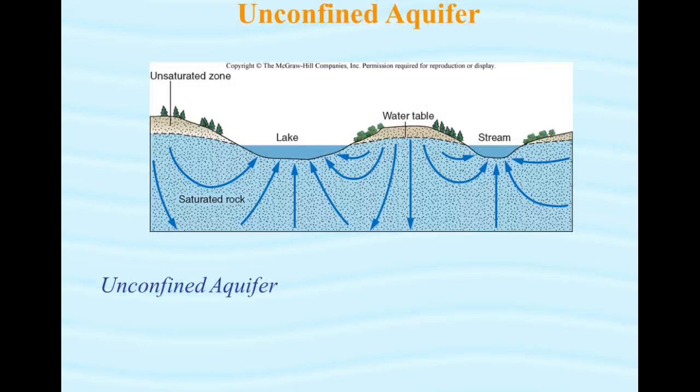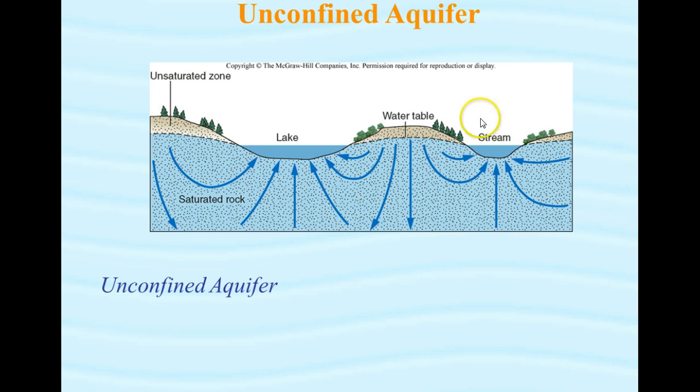Okay, so there are two main types of aquifers we want you to get in your notes. First is called an unconfined aquifer. So write that down, an unconfined aquifer. You see it written right here. An unconfined aquifer has a water table.